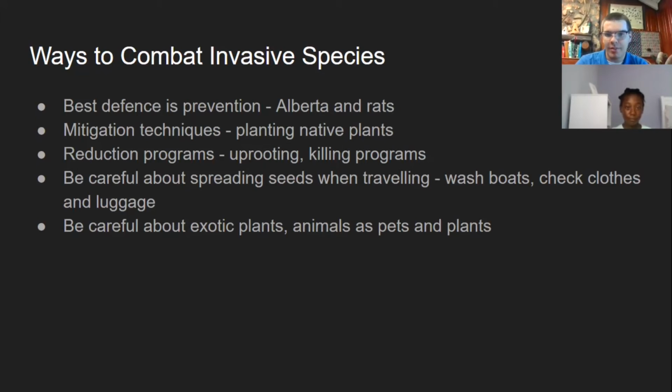There's all kinds of programs in place, things like people go out there and uproot invasive plants. They hunt invasive animals and things like that. So it's not all doom and gloom. It's not like an unsolvable problem. It's just a really big problem that we need to be more mindful about as we move forward.